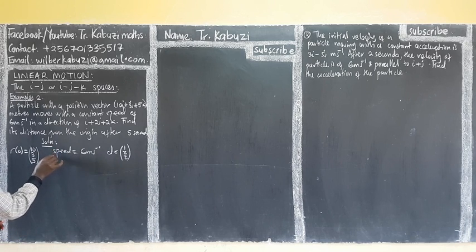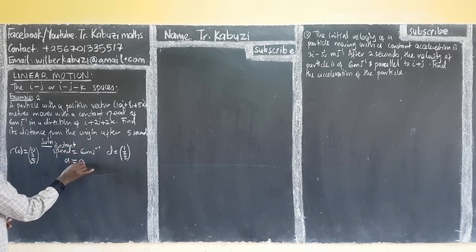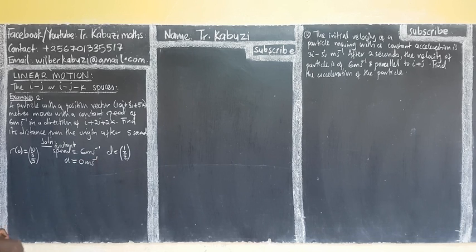So whenever they talk about constant speed, acceleration is always going to be 0. Now, they want us to get the distance. Remember, distance is the magnitude of displacement. So what we get first is our displacement.